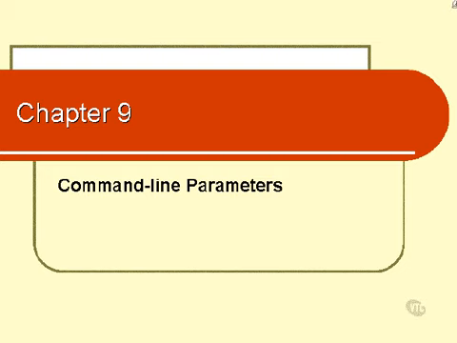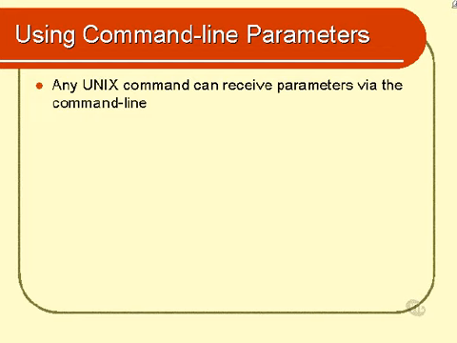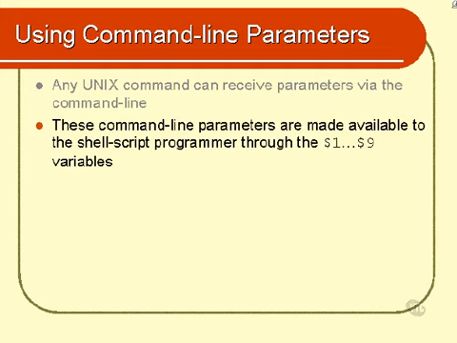We've already seen how functions can take parameters on their command lines. Well, it's actually possible for a shell script to also take command line parameters, just like any other Unix program. So the fact is that any Unix command can receive parameters via the command line. It's just a matter of whether that program actually makes use of the parameters. Now we can make use of them if we choose to via the variables $1 through $9, and we use them exactly the same way as we use them inside a function.